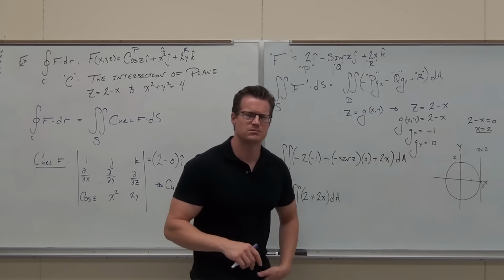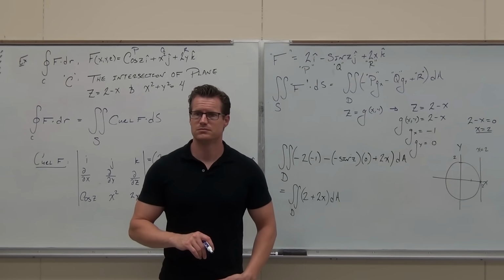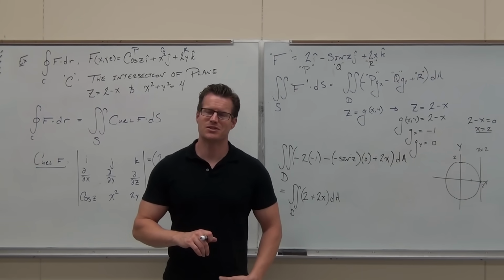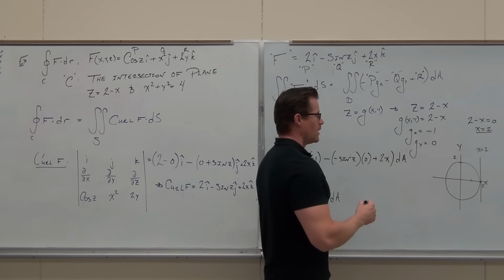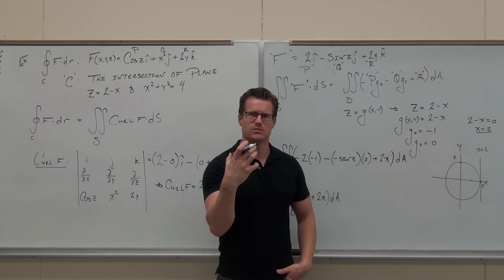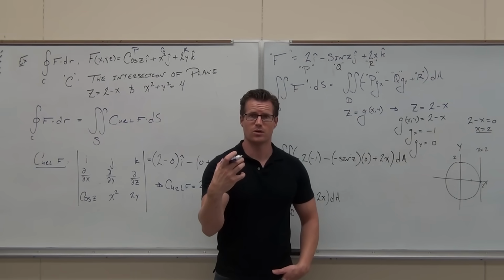How would you do it? Don't mumble at me, man. I can't hear you. How would you do it? Define R and theta. What two variables are going to give you the circle here? X and Y. So those are two variables that you want to call R.